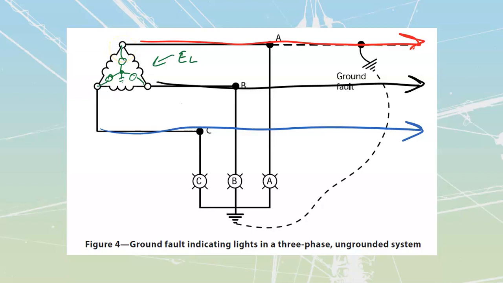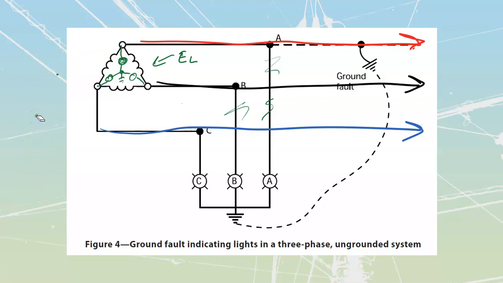So normally, and I'm just going to ignore the rest of these here right now, these lights are only seeing less than full line-to-line value. It's actually going to be a value of 57.7%. And this 57.7% is another interesting number. It is 1 over root 3. Take root 3 and invert it, you're just going to end up at that 57.7. Normally, they're going to be glowing fairly dimly.